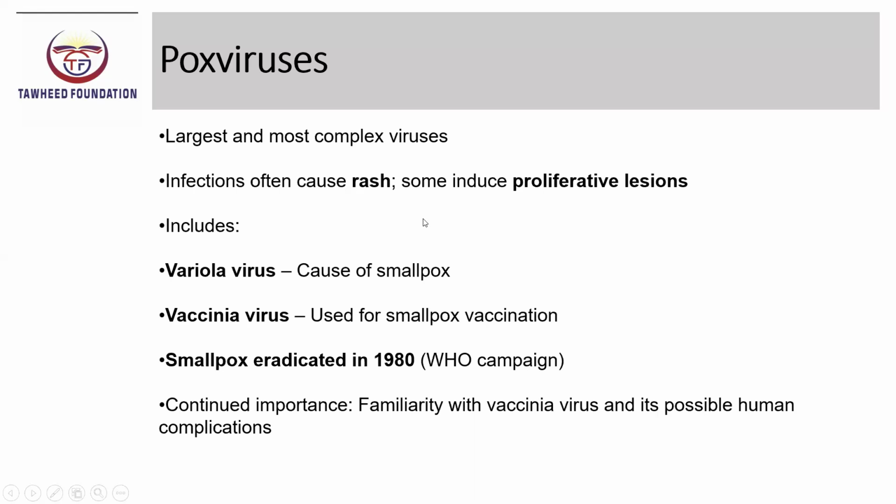The most well-known member is the variola virus, the cause of smallpox, a devastating disease eradicated by a global vaccination campaign in 1980. Another important member is the Vaccinia virus, used in smallpox vaccines and research. Pox viruses remain medically relevant due to their use in vaccine development and potential zoonotic infections.